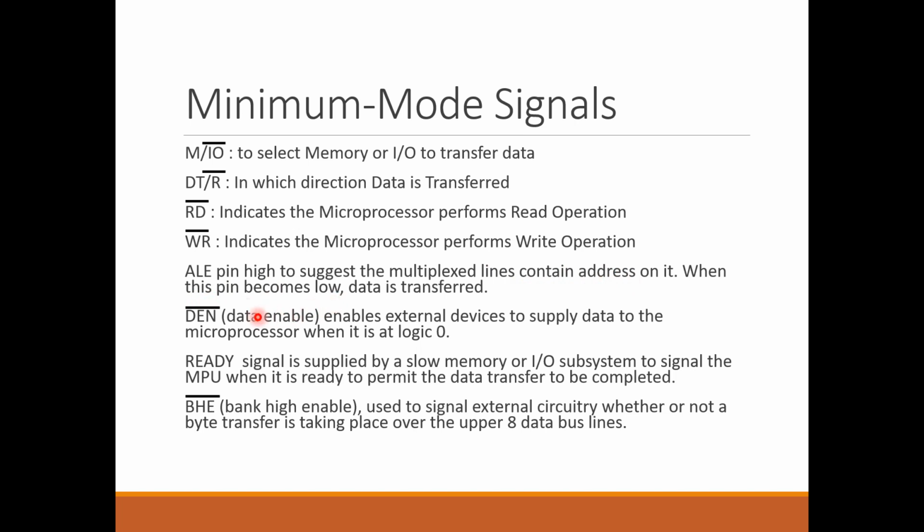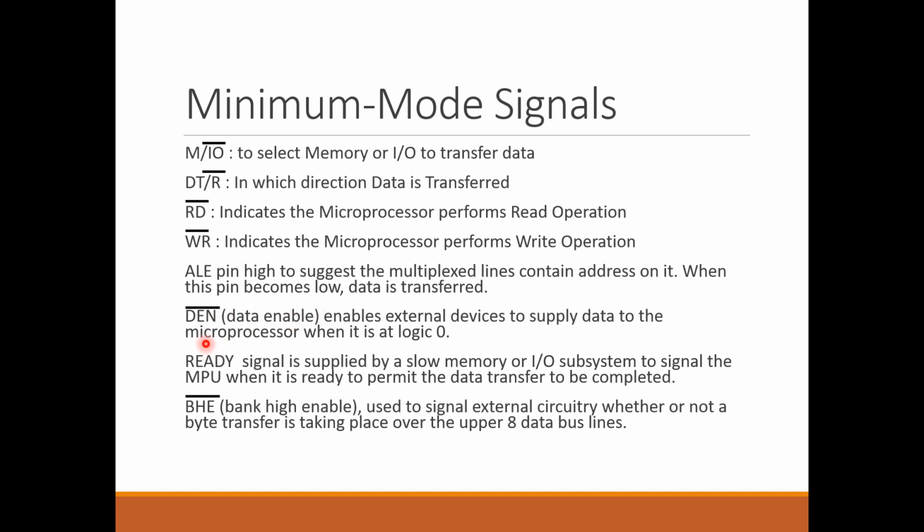Data enable is a pin that enables the external devices to supply data to the microprocessor. When it is logic 0, it is active low. So whenever this one is active, that means the data bus is enabled, so it lets the external devices put some data on those data buses in order to be transferred to the memory.